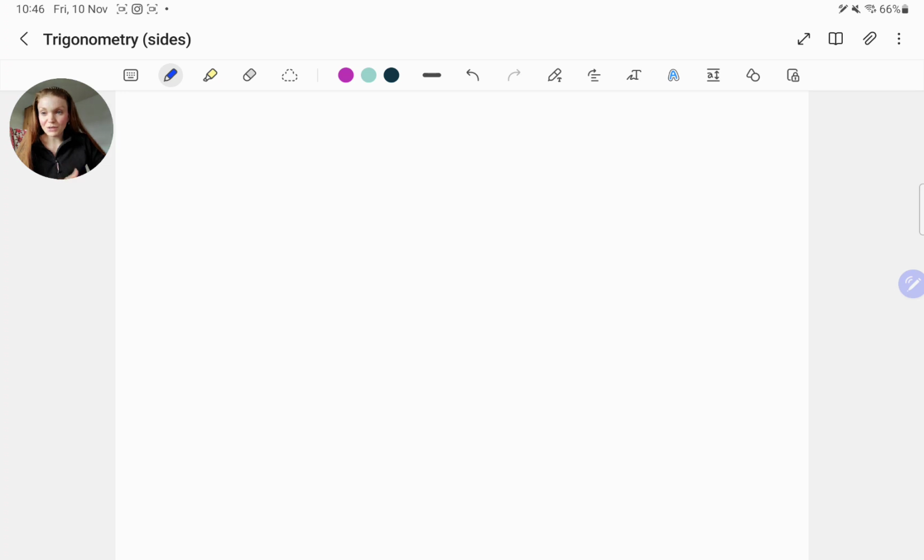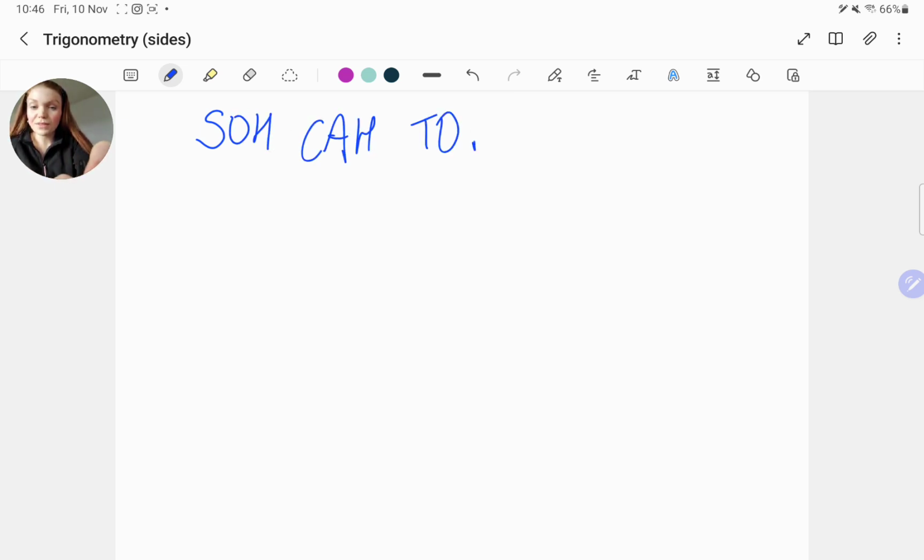Okay, so the rhyme that we use to help with trigonometry is called SOHCAHTOA. There are many different rhymes if you Google them to remember trigonometry that can help you. Personally, this is the one that works for me.